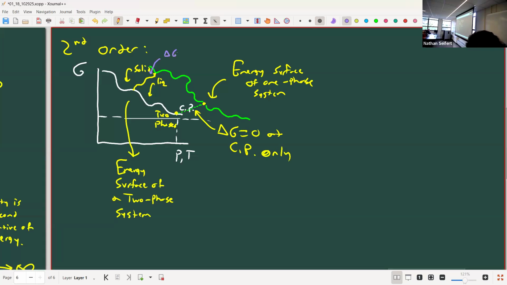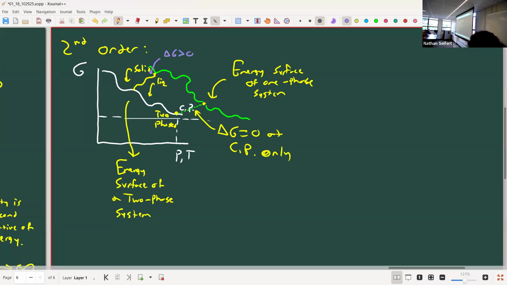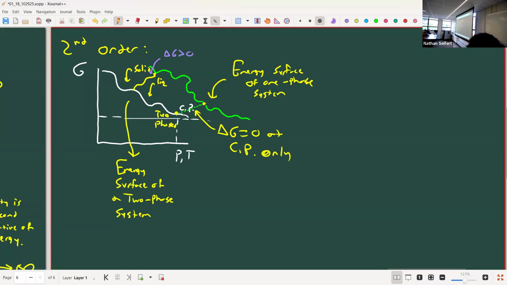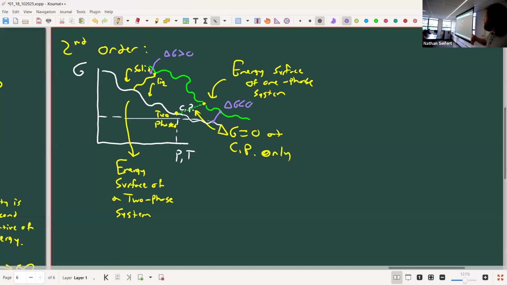So this would be delta G is greater than zero, right? And every point greater than that, say from here to here, delta G is less than zero, right? So any point past the critical point, anything that's on this line of two phases is going to immediately fall over to the one phase line. In fact, in reality, it doesn't even exist anymore.